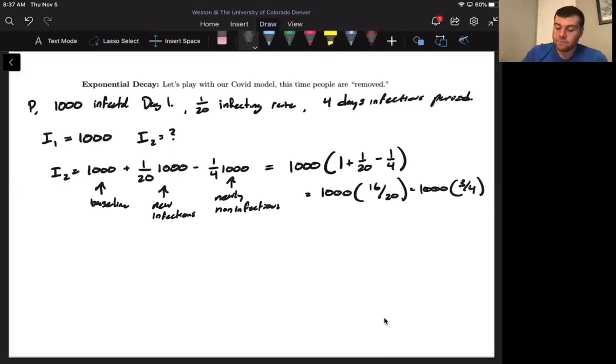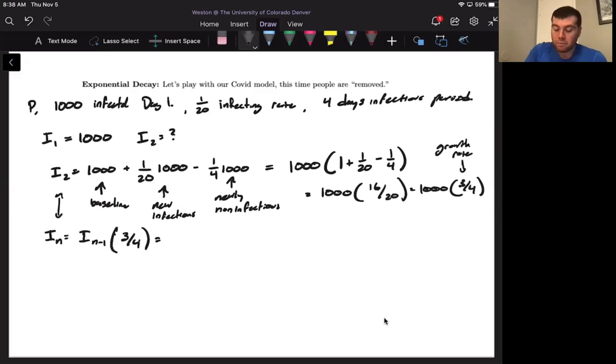Okay, so this is showing that our rate of growth is going to end up being 3/4. So on the next day, we have 3/4 as many people infected as we did the day before. And on day n, we would have I n minus 1 people infected times 3/4, by a similar computation to above.